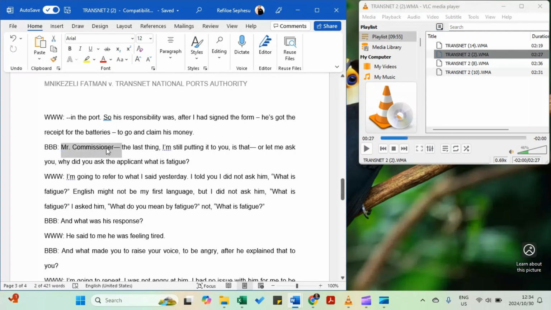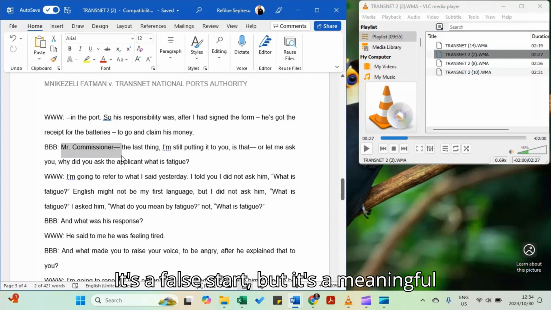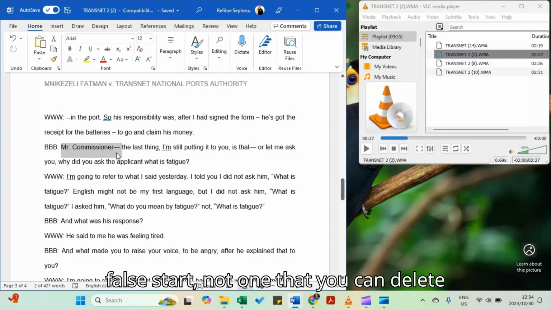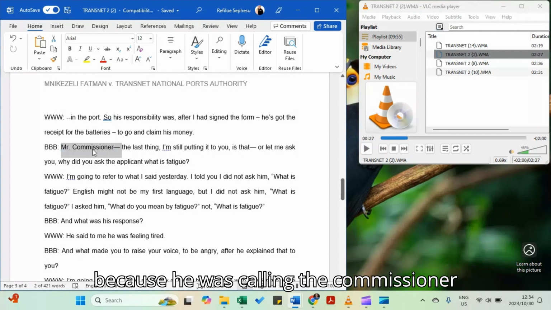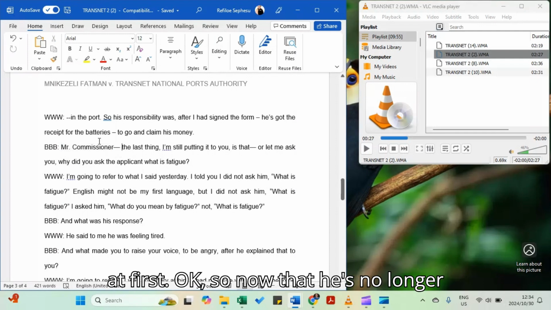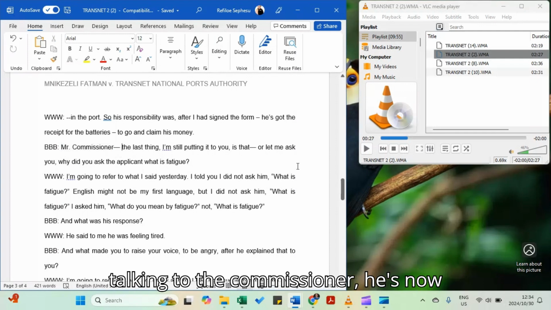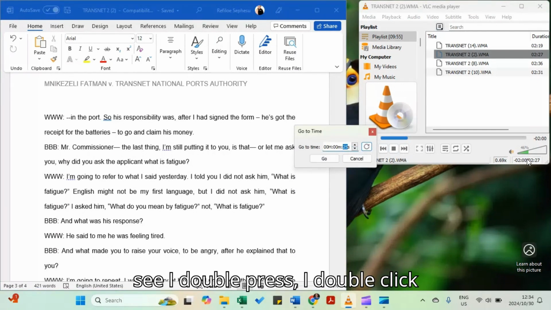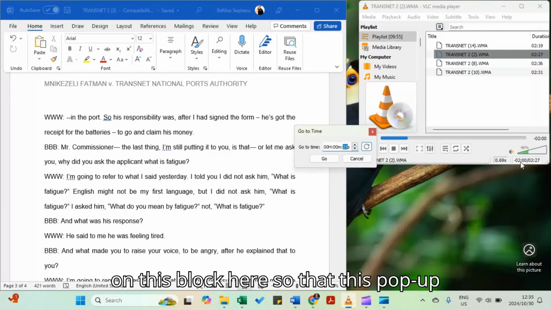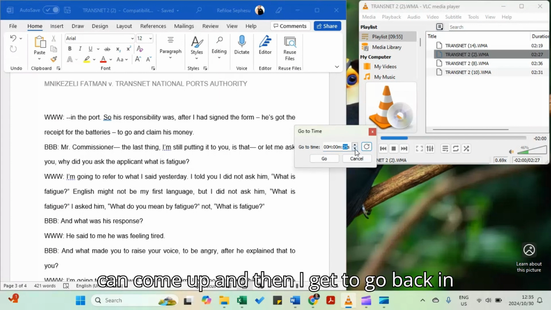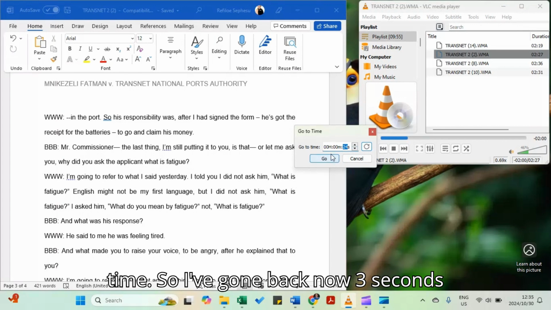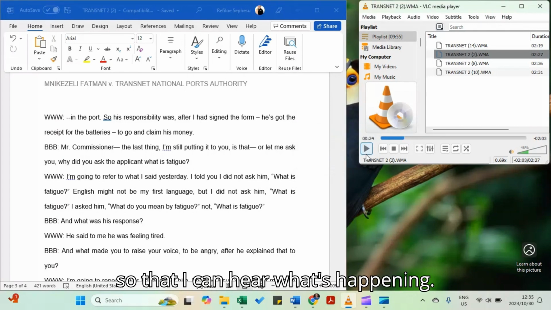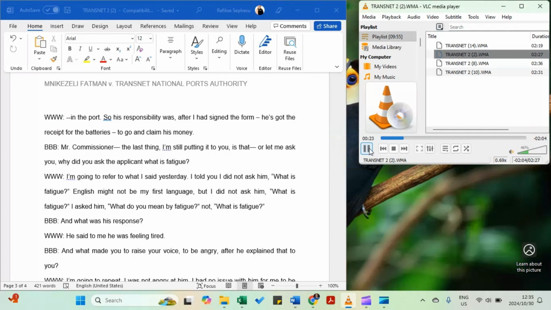Okay, it's a false start, but it's a meaningful false start, not one that you can delete because he was calling the commissioner at first. Okay, so now that he's no longer talking to the commissioner, he's now talking to the witness. Okay, and you will see I double click on this block here so that this pop-up can come up and then I get to go back in time. So I've gone back now 3 seconds so that I can hear what's happening.